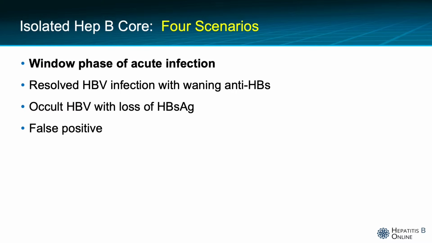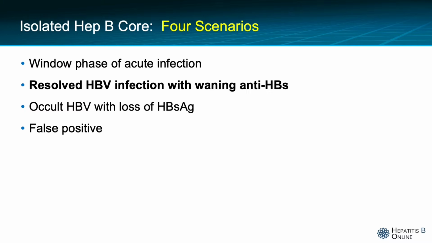The window phase of acute infection is a period of time when the surface antigen has basically gotten to below detectable levels, and the surface antibody has not yet quite developed, and it is in this seronegative window where you can sometimes just get an isolated core antibody. Keep in mind that you will not encounter this very often, and this individual likely has other clinically apparent manifestations of acute hepatitis B, including elevated liver aminotransferases. They will also likely have positive core IgM antibody.